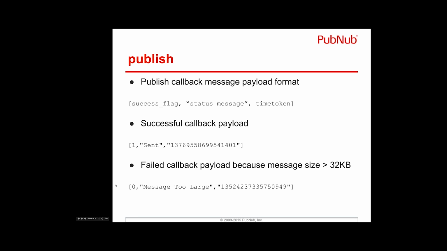So here's an example of a successful publish or successful callback payload, and an example of a failed one. In the event that the message fails to publish, the callback will receive that. It will have a 0. It will tell you why the message failed to publish, and also give you a time token. In this particular case, the message is too large because it's greater than 32 kilobytes. PubNub has a constraint on the size of the messages that can be published across the infrastructure, and that constraint is 32 kilobytes.